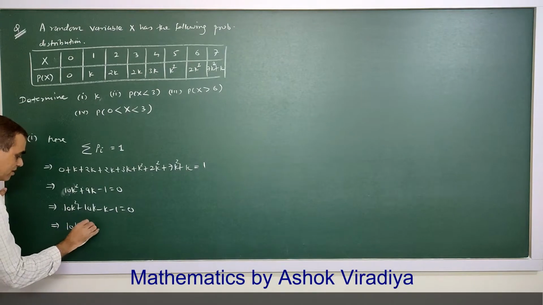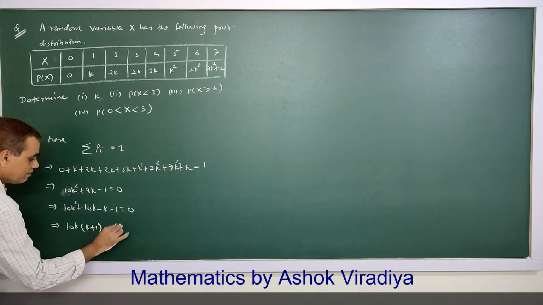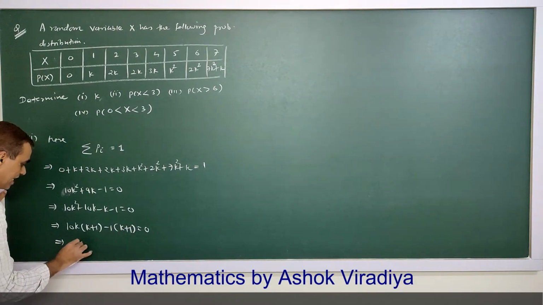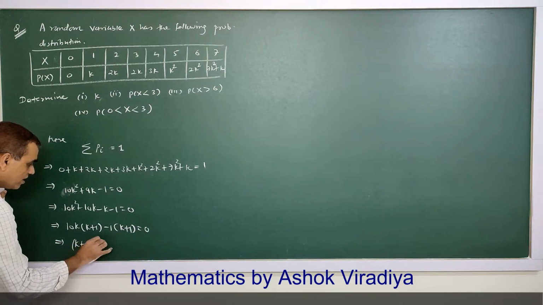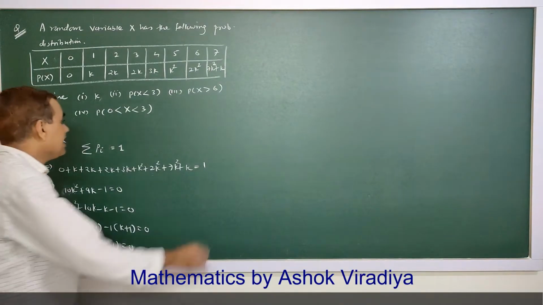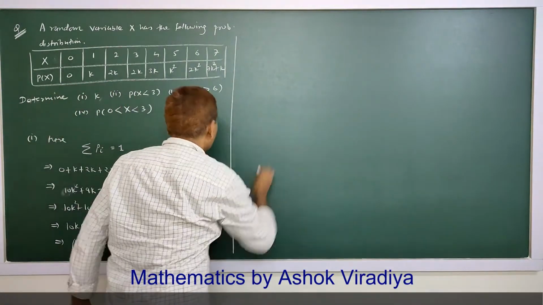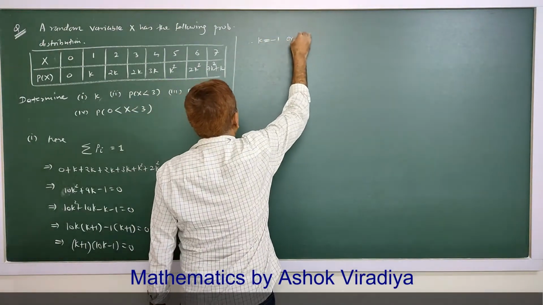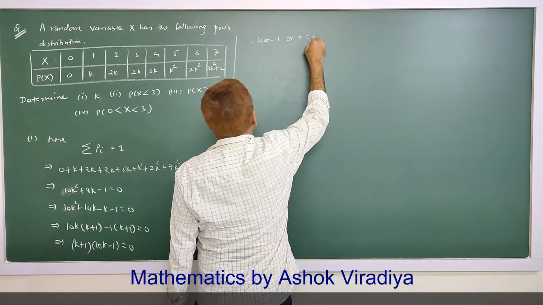10k is common, and k plus 1 is common. So k plus 1 into 10k minus 1 is 0. Therefore k is minus 1, or k is 1 by 10.